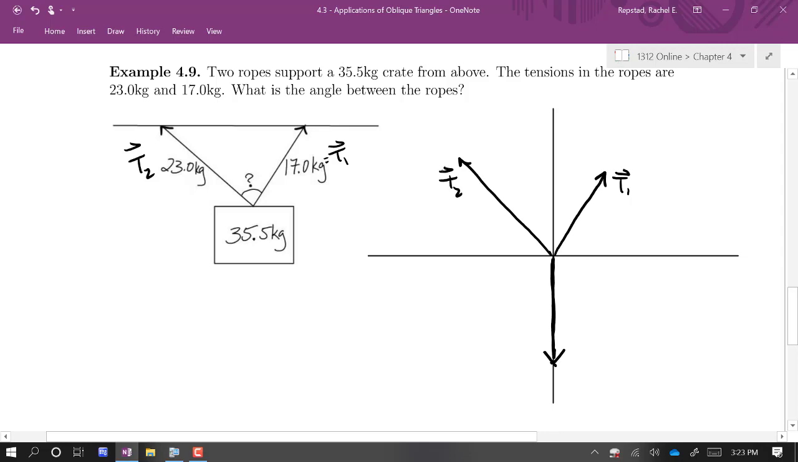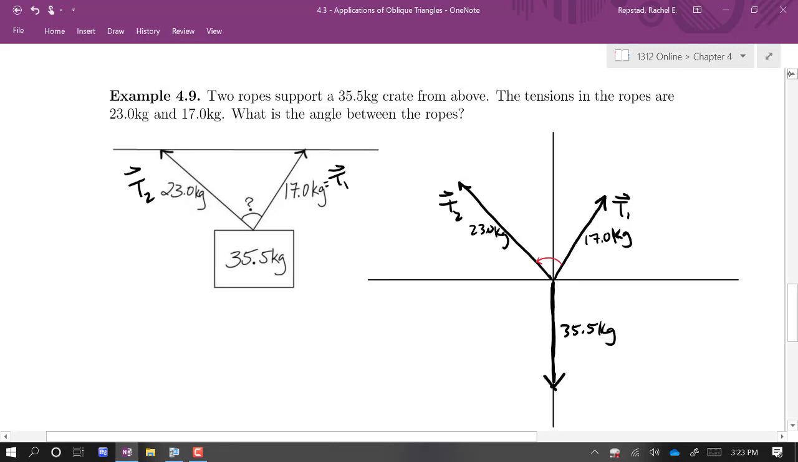And what I know is that this is 35.5 kilograms. This is 17.0 kilograms. This is 23.0 kilograms. They're asking us what is the angle between the ropes. So, you know, we want to know what is this angle.